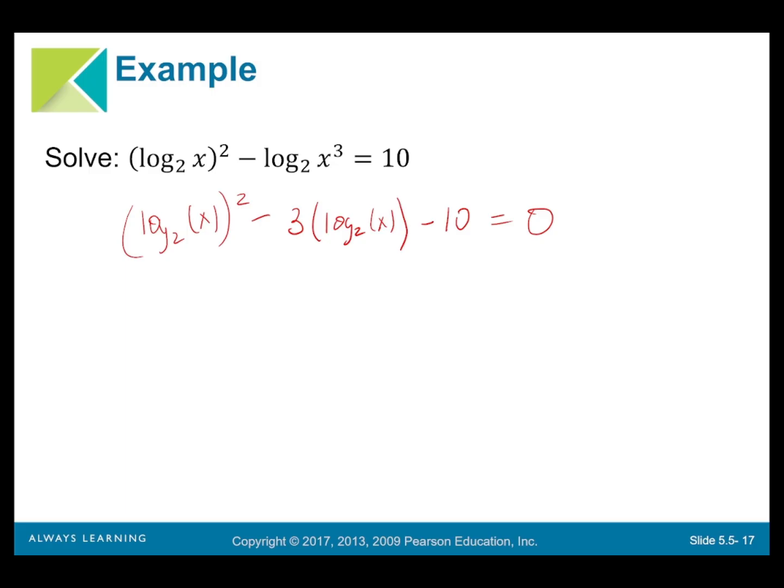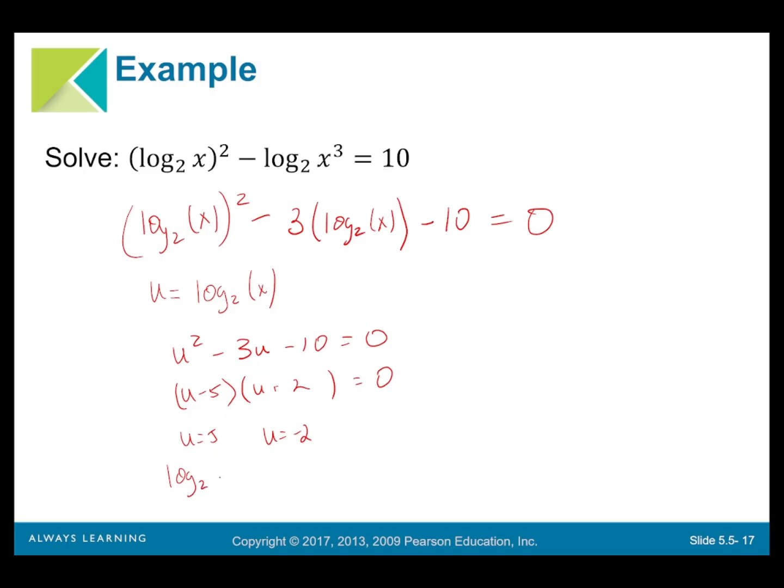So for a moment, let's take u and do a little substitution: u = log base 2 of x. That means we have u squared minus 3u minus 10. Well, that's something we can definitely factor. That becomes (u - 5)(u + 2). Therefore, we get u = 5 and u = -2. So we can take our log and plug it back in for u. Essentially, we put u = log base 2 of x. So now we have log base 2 of x = 5, and log base 2 of x = -2.